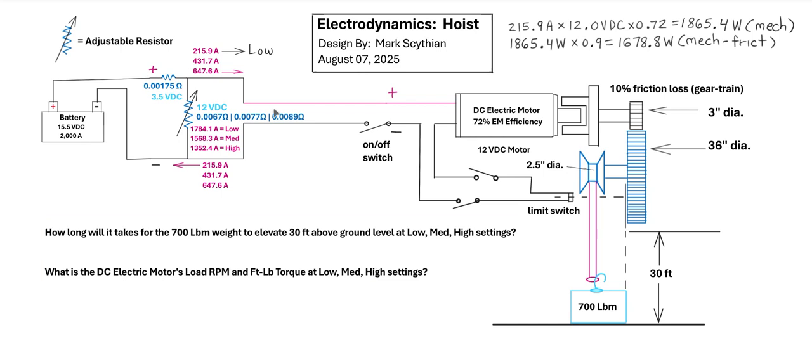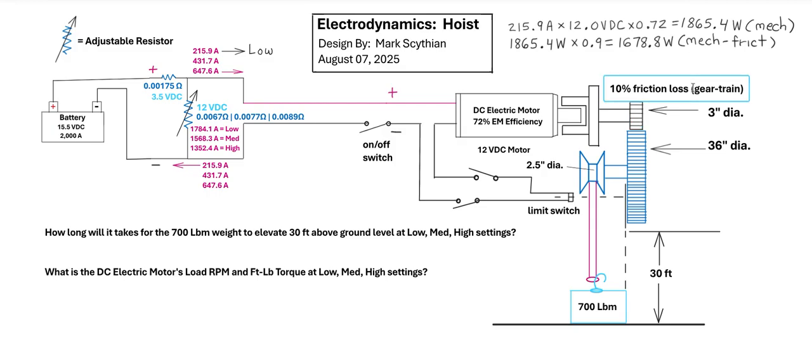and high settings? So we can start by accessing the low current setting output to the motor, 215.9 amps. So we would simply, in a DC circuit, multiply the current times the voltage, and to then determine the DC electrical power going into the motor, which is then multiplied times the efficiency of the motor, 72% electromotive efficiency, 0.72, to then calculate the mechanical power output at the motor's output drive to the drive gear.